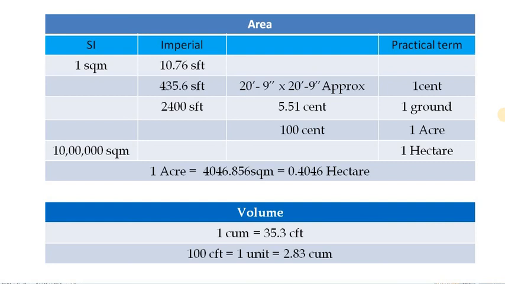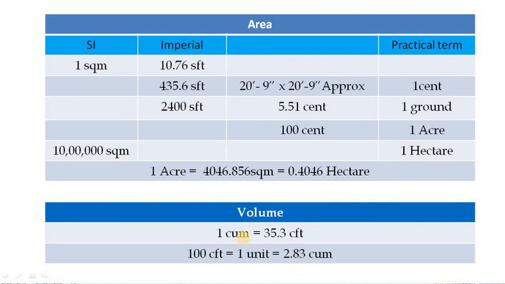Okay. And another term is ground. 2400 square feet will be called 1 ground. In our earlier problem, we have measured 2500 square feet, which is 1 ground and 100 square feet. Likewise, 100 cent is 1 acre. 10 lakh square meter is 1 hectare. So if we convert it, 1 acre is equal to 4046.86 square meters or 0.4046 hectare. And let us see the volume conversion also now.